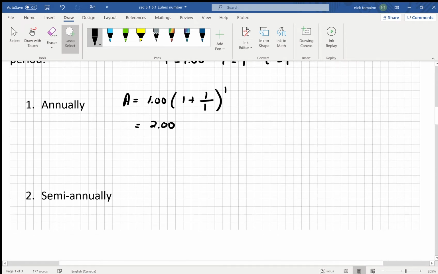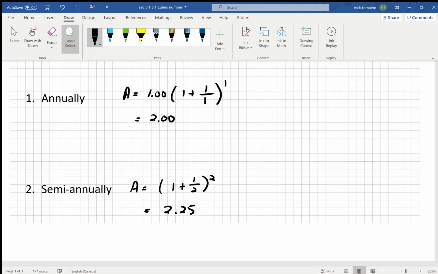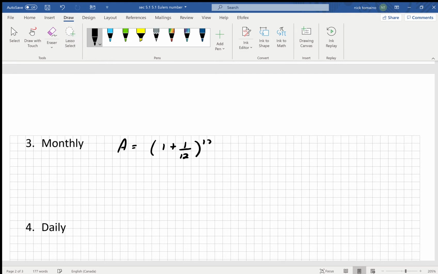Okay, now let's look at semi-annually. So we're going to say that A is equal to, I'm not going to write the dollar up front, just 1 plus 1 over 2, to the 2. So if we compound semi-annually, that $1 investment is now going to be worth $2.25. Okay, let's go monthly. So A is equal to 1 plus 1 over 12 to the exponent 12. And this is equal to $2.61. I'll just write it to 3 decimal places there.